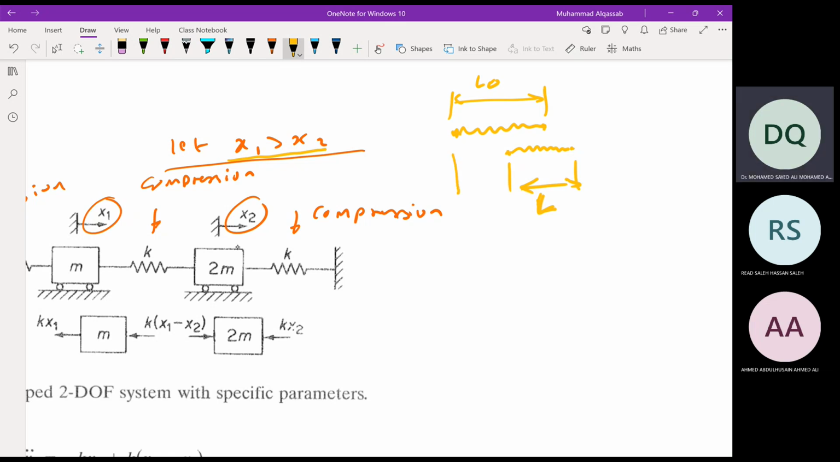Okay, because this point is moving with a greater distance than this point. That will get shorter. And then when it gets shorter, it means under compression.